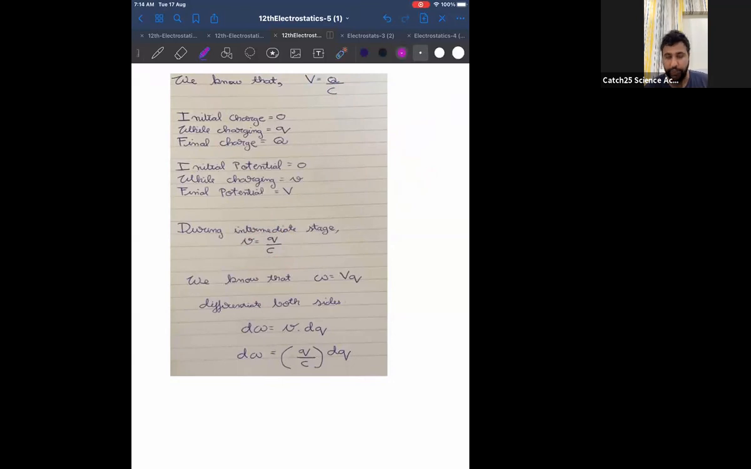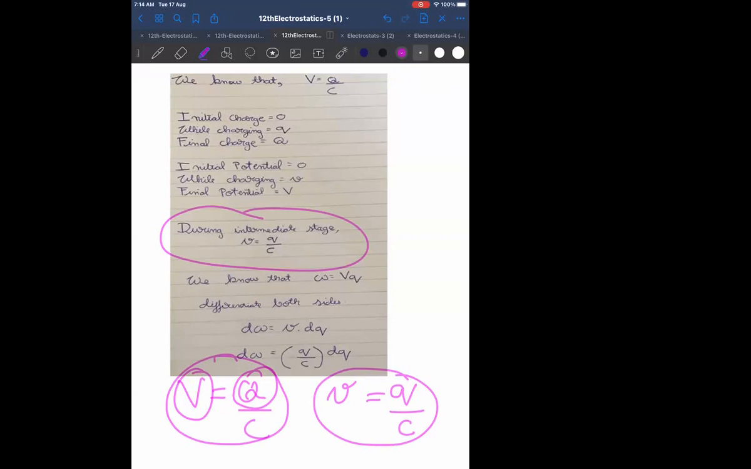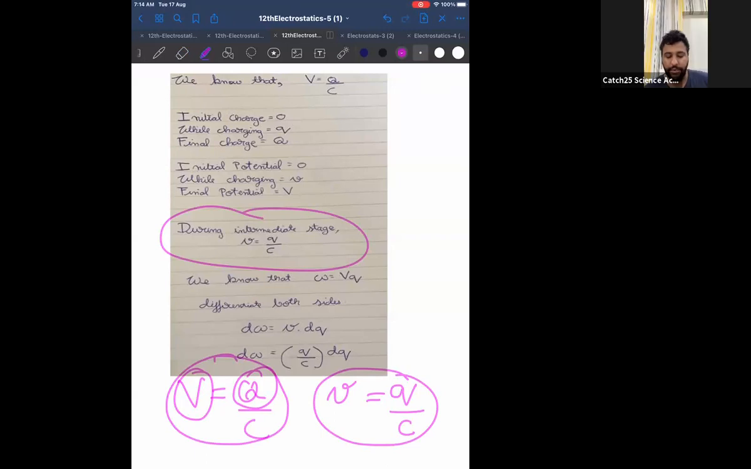Let me repeat. All of you look at the screen. V equal to Q by C is the formula when it is completely charged, meaning final potential. But while it is charging, let it be small letter v, and the charge small letter q by c. Therefore, this formula is the final formula and this formula is the intermediate formula. Got it? Yes, sir. Okay. After that, I'll tell you what you need to do.